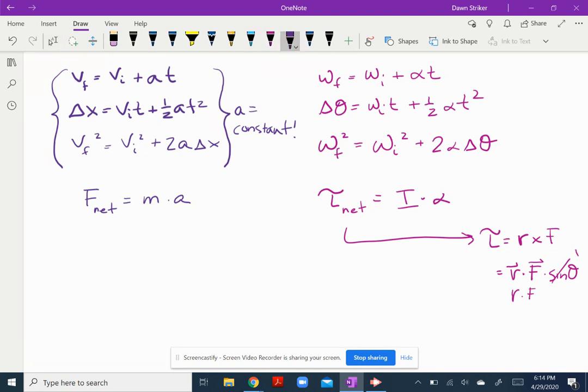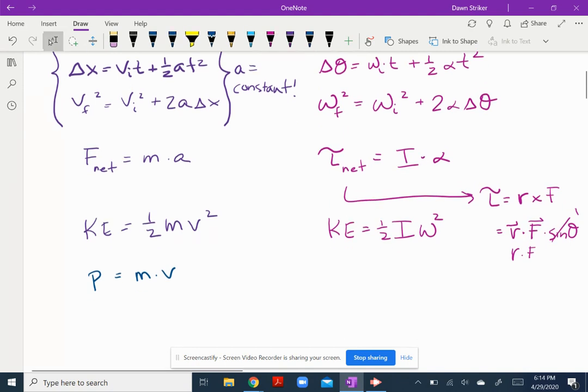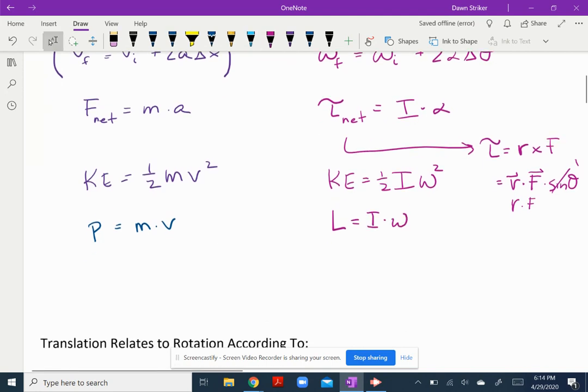The last really important formula that I think you're going to probably need to use is the kinetic energy formula. Kinetic energy for translation, 1/2 mv squared. And for rotation, the rotational kinetic energy is 1/2 I omega squared. All right. And let me also write down the momentum. So linear momentum is equal to mass times velocity. Angular momentum, another conserved quantity, is I times omega.